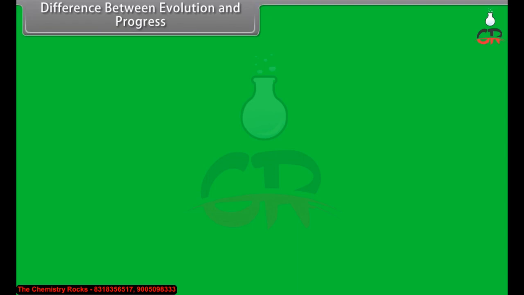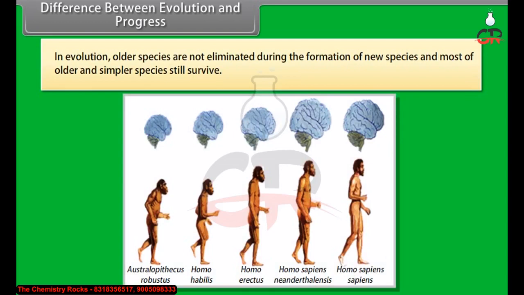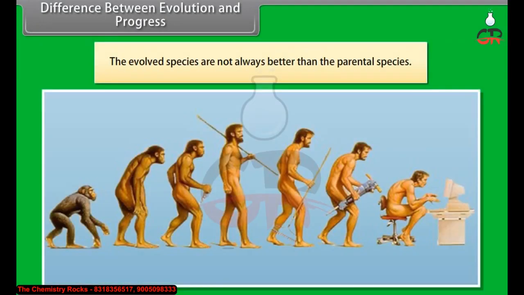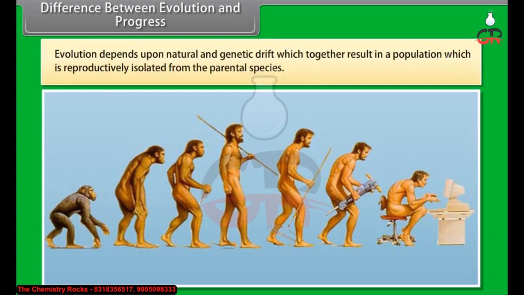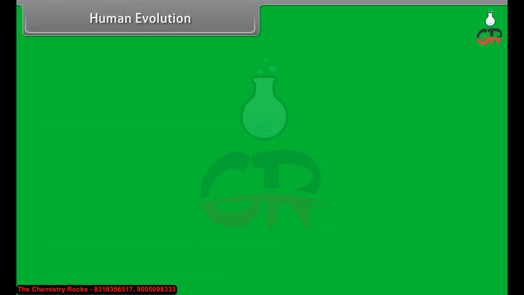Difference between evolution and progress. In evolution, older species are not eliminated during the formation of new species, and most of the older and simpler species still survive. The evolved species are not always better than the parental species. Evolution depends upon natural selection and genetic drift, which together result in a population which is reproductively isolated from the parental species. Human evolution.